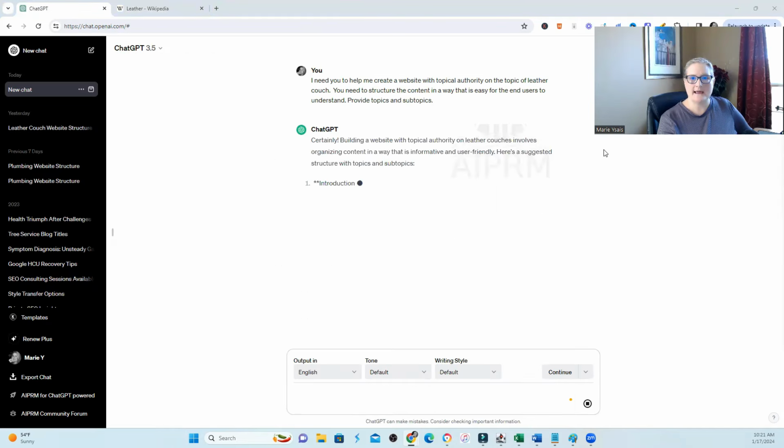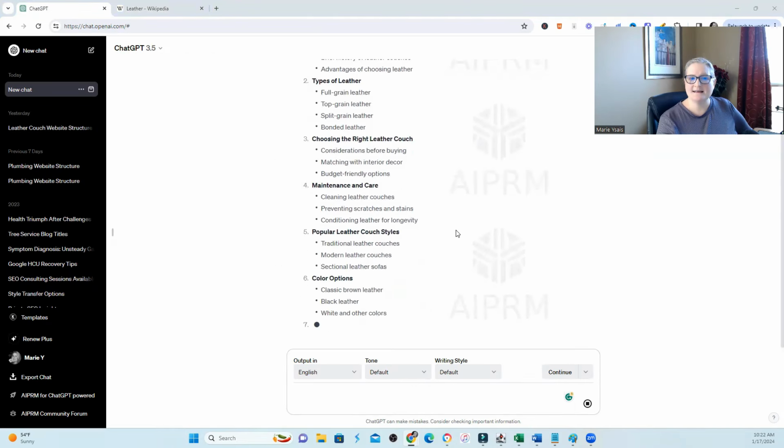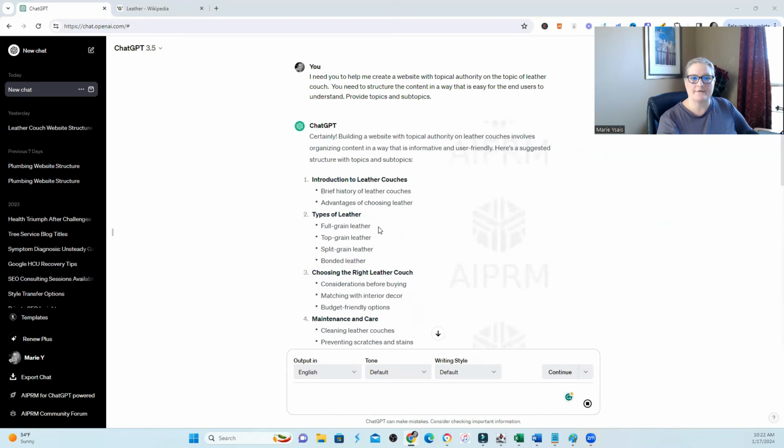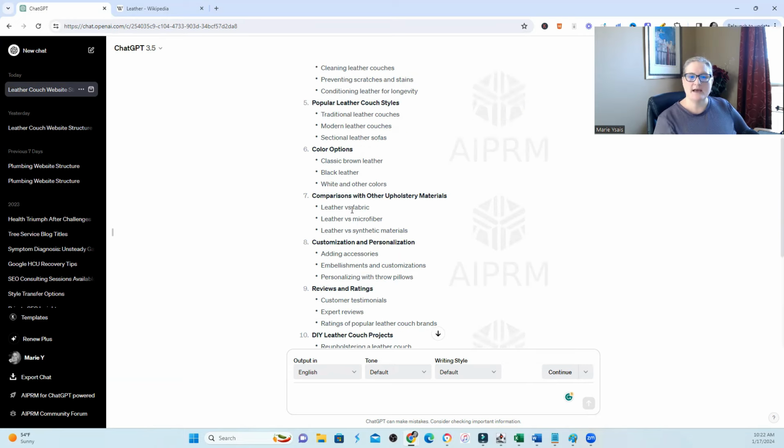You can plug in leather couch to ChatGPT, and it does a really good job of breaking down topics that you can talk about. For instance, the history of leather couches, advantages of why you would choose leather, different types of leather. You've got full grain, top grain, split grain, bonded leather. I would talk about those only if they're using them to make a couch. Considerations before you buy a leather couch from other types of couches. So ChatGPT does a good job of pulling up relevant topics so that you are able to weave really good clusters of subtopics to support your main topic of leather couch.